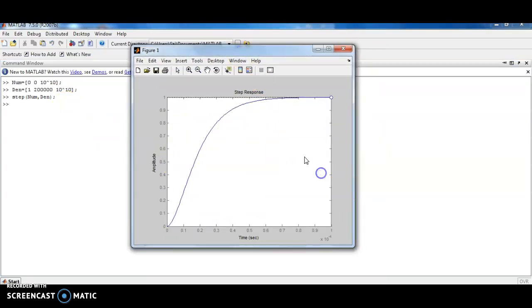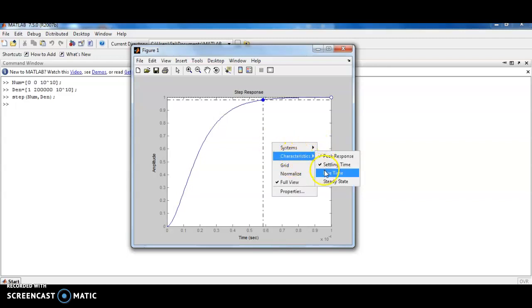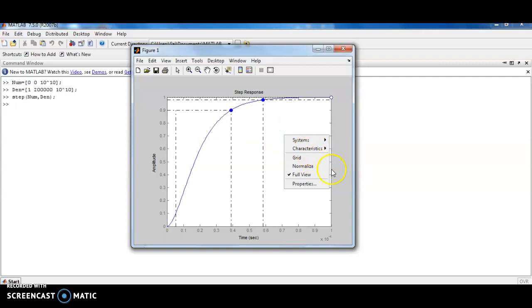So characteristics: peak response, settling time, rise time, then steady state. If you click on this, you will get the value, so that in your tabulation you can note down these values. So this is the seventh experiment, time response characteristics of second order system.